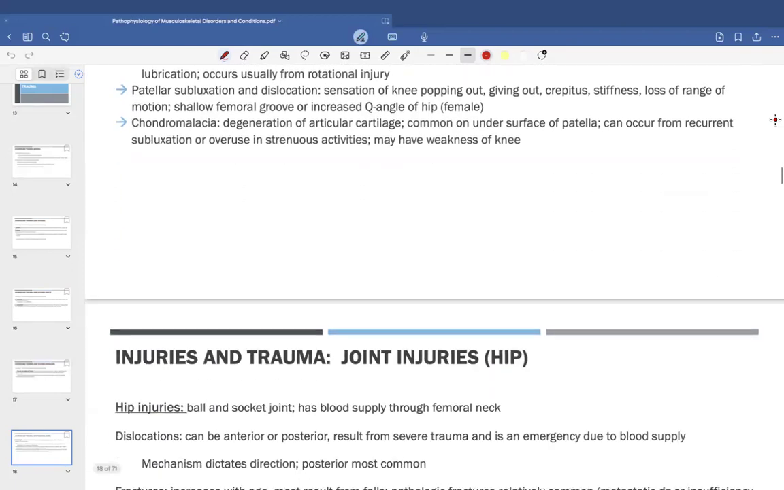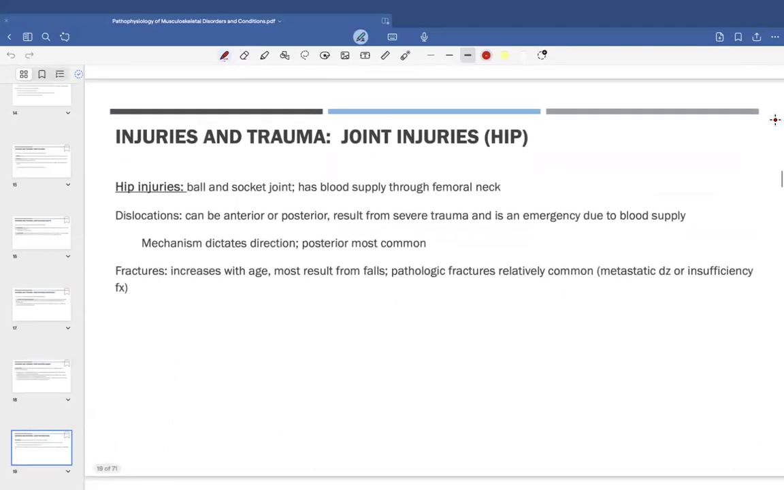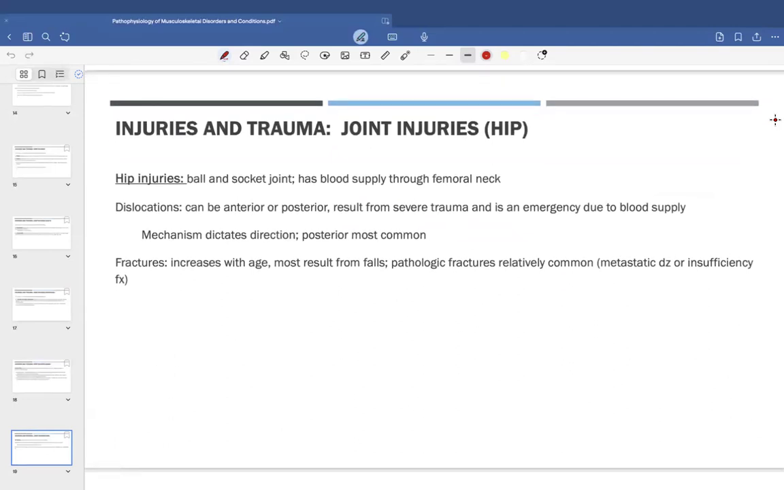All right, hip injuries. Again, ball and socket joint. The blood supply is through the femoral neck. This is an important factor in your hip injuries. In clinical diagnostics, and probably in Clin Med too, we differentiate between a femoral neck, a subcapital femoral fracture, femoral neck, intertrochanteric, and subtrochanteric.